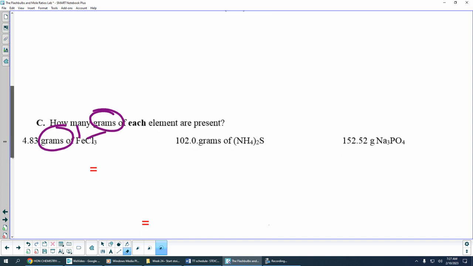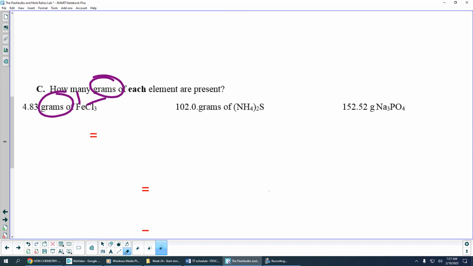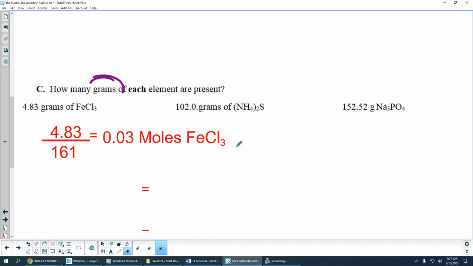So first step on the back is probably the harder part. You're going to take everything you've been given and you want to put it into moles. So I'm going to take my mass, which is 4.83. I'm going to put it over the formula weight of my FeCl3. So 56 and 3 times 35 is going to give me 161 for a formula weight. I'm going to divide that in my calculator. And I tried to make a nice easy number for this first example here. 0.03 moles of FeCl3.